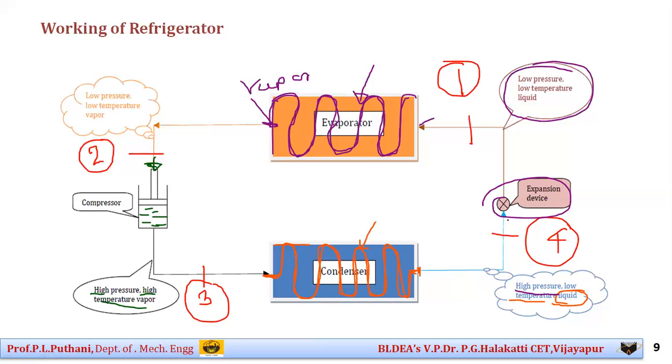The expansion device, also known as a throttling device, has a small opening, and as the refrigerant passes through it, there is a reduction in the pressure. With the reduction in pressure, it regulates the flow of refrigerant to the evaporator passing through this throttling device. So therefore, in simple words, for any refrigerator, these are the 4 important parts.